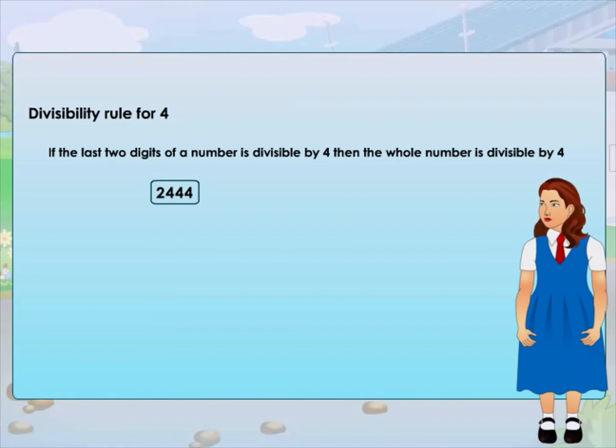The next example is 3128. The last two digits is 28. It is divisible by 4. Therefore, 3128 is divisible by 4.